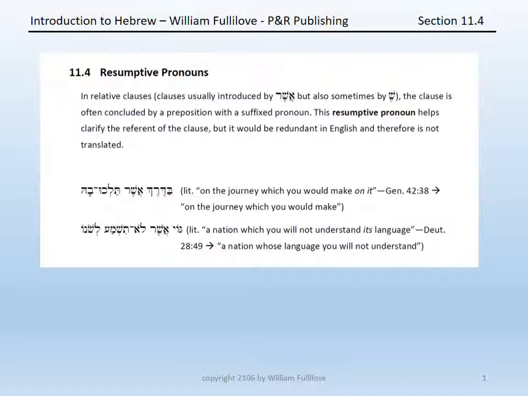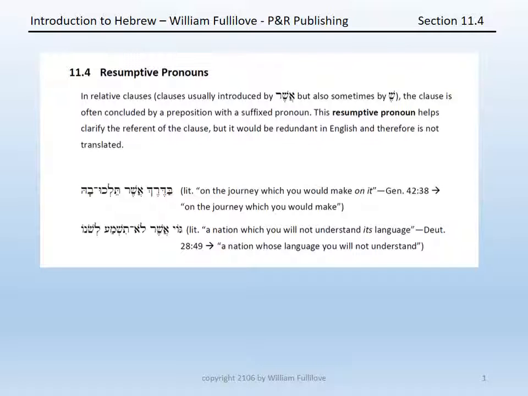However, in English phrasing, such a pronoun would be redundant, and we therefore do not translate it. The resumptive pronoun that is used will agree with its reference earlier in the sentence.